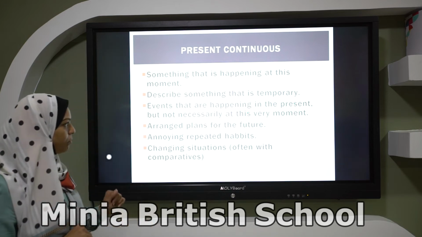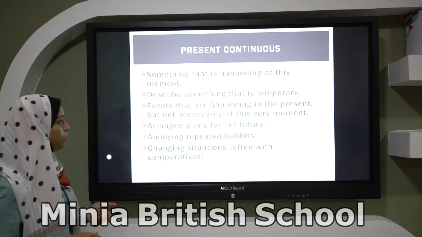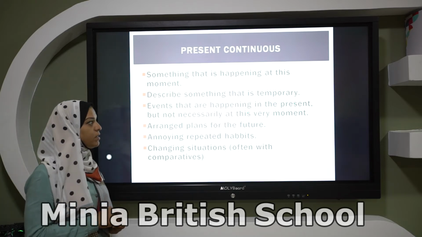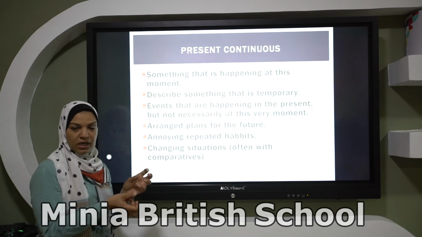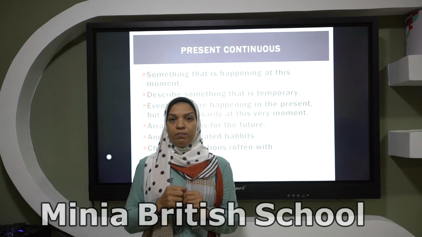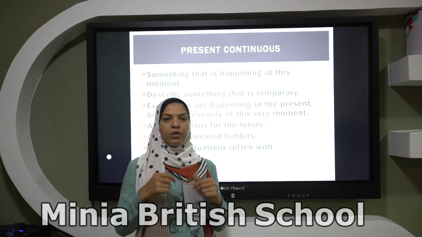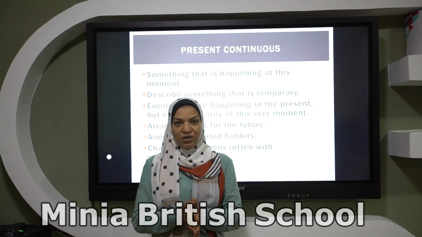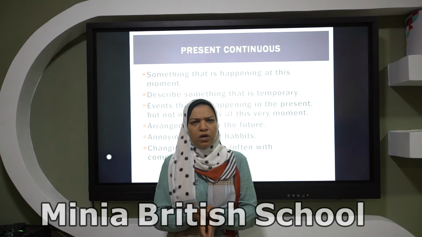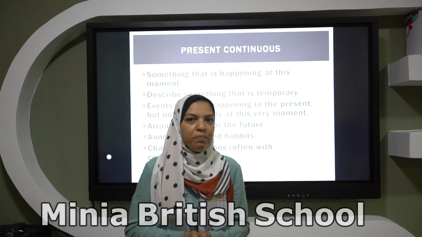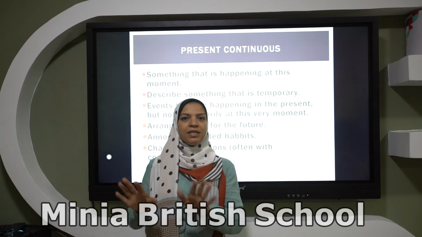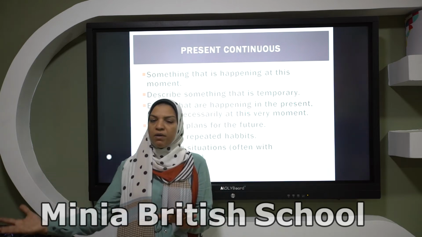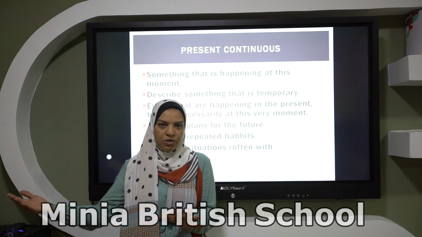Now the next, events that are happening in the present but not necessarily at this very moment. So when you say, for example, and it's a little bit twisted, the meaning here. For example, and here we can use always, by the way. When you say that my mother is always helping me, your mother is always helping you. Why didn't you pick up the present simple and say my mother helps me? My mother helps me, that is a repeated habit for your mom. That's her routine. So she helps you maybe every day, maybe every week in your studies.